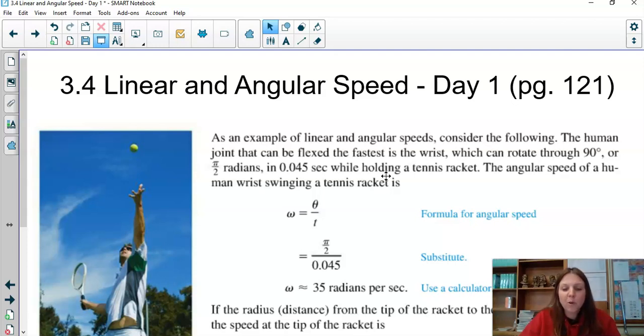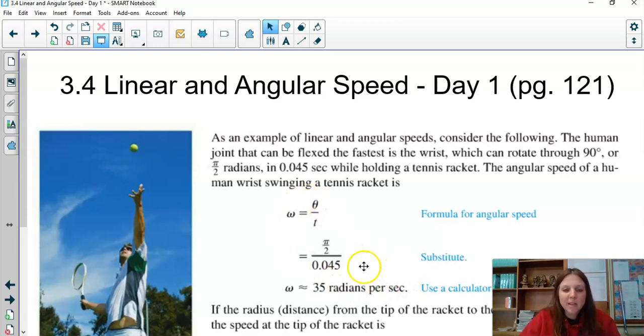This is especially true while holding a tennis racket. You can go this quickly. The angular speed of a human wrist in swinging a tennis racket can be modeled by this equation, where you have omega equals theta over the time. You can put in the information that is given above, 90 degrees, and the time, and you can see that your arm can move about 35 radians per second, or in this case, the wrist.